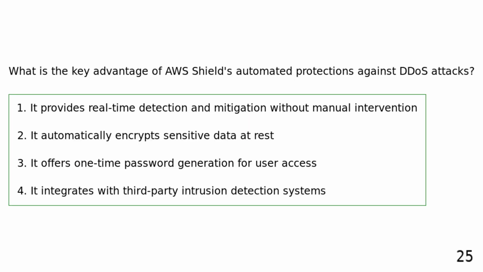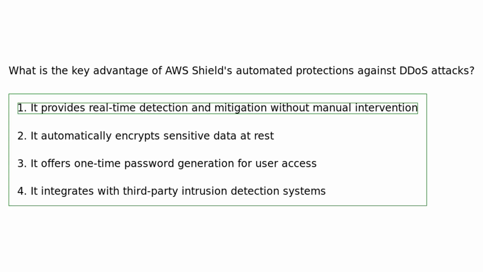What is the key advantage of AWS Shield's automated protections against DDoS attacks? It provides real-time detection and mitigation without manual intervention. It automatically encrypts sensitive data at rest. It offers one-time password generation for user access. It integrates with third-party intrusion detection systems. The key advantage of AWS Shield's automated protections against DDoS attacks is the ability to provide real-time detection and mitigation without requiring manual intervention from the customer.